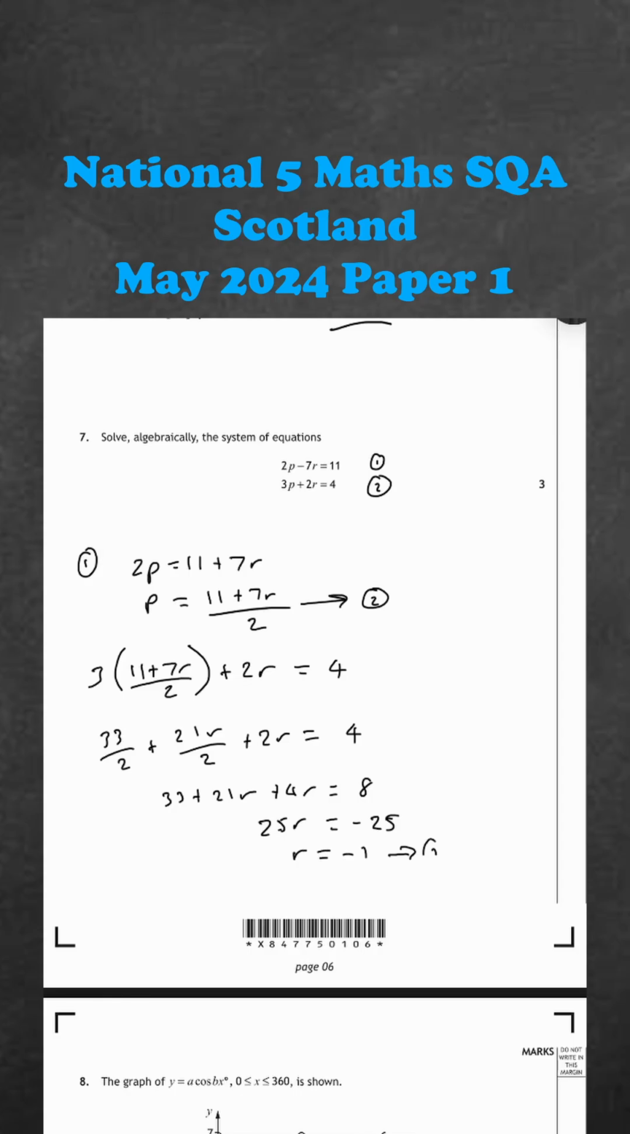Pop that back into equation 1, and we get 2p minus 7 lots of minus 1 equals 11. So 2p plus 7 equals 11. 2p equals 4. P therefore equals 2. And we have already r equals minus 1.